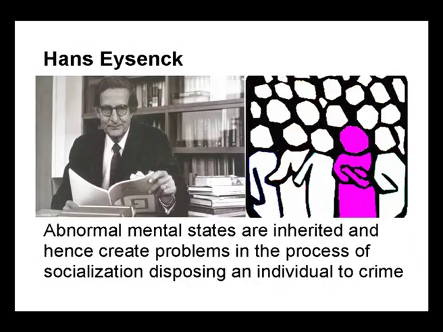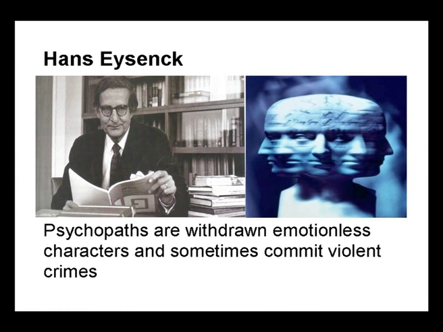The second one is psychological explanation. The psychological theory of crime presents explanations of deviance within the individual and not on society. This theory concentrates on the personality of the individuals. Hans Eysenck has suggested that abnormal mental states are inherited and hence create problems in the process of socialization, disposing an individual to crime.